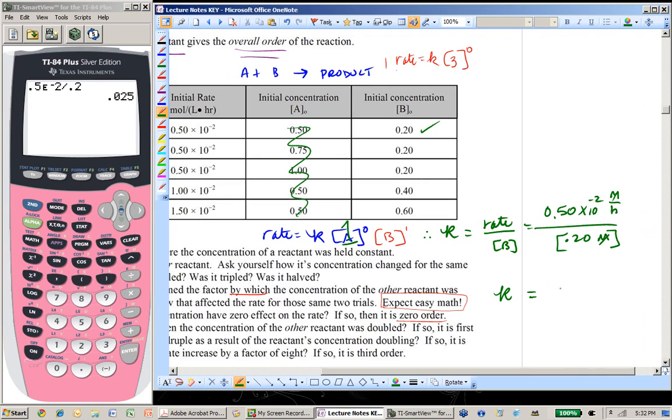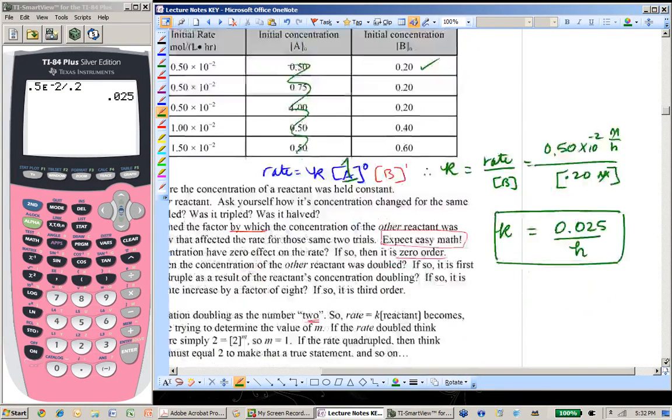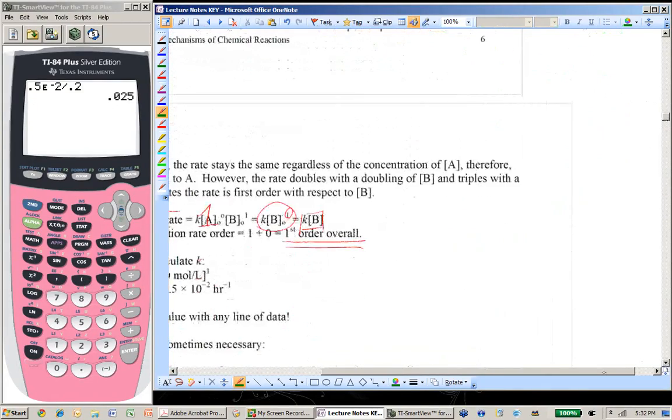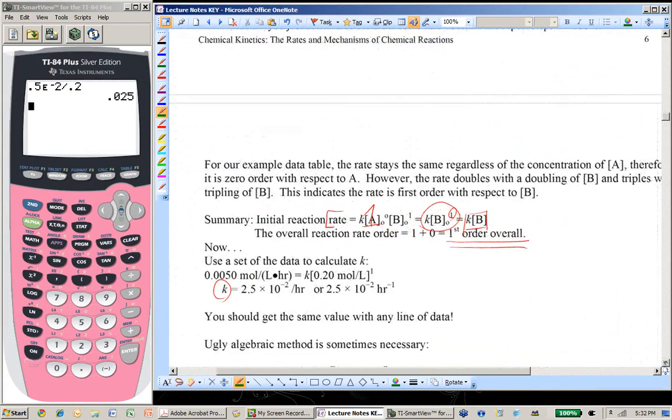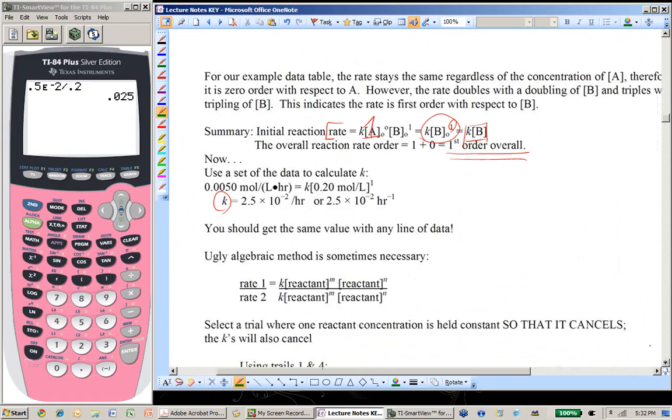0.025 per hour. And you can use HR if you like, but I think H is actually the official abbreviation for hour, just like S is the official abbreviation for second. But with minutes, it's MIN. Okay, so indeed, that's what we got. 2.5 times 10 to the minus 2 is the same as 0.025. You're scientific notation literate. All right, so you're going to get the exact same value with any line of data. That's the exercise I would have put you through in class, is we would have been in different groups.